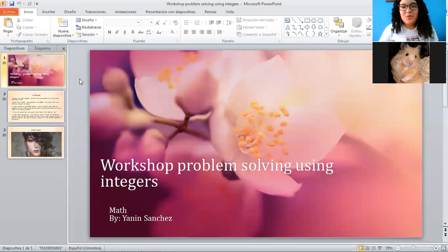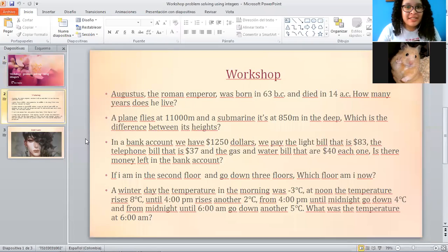Okay, guys, this is going to be your class for today. We are going to do a workshop about problem solving using integers. That was the last topic we saw in the last class, that was the Thursday. I really hope that you are not blank at all, but this is your workshop.